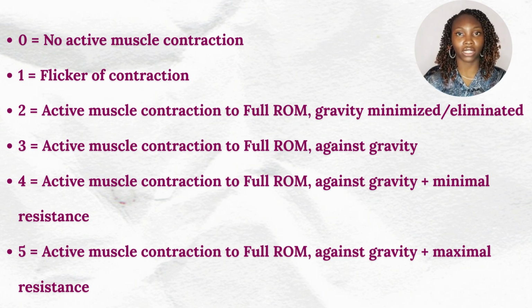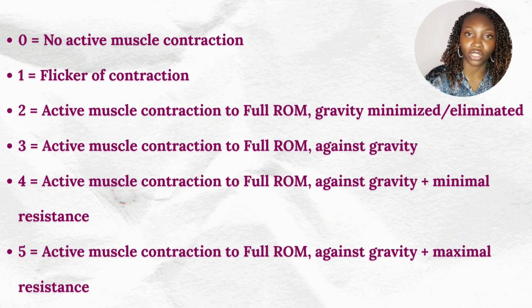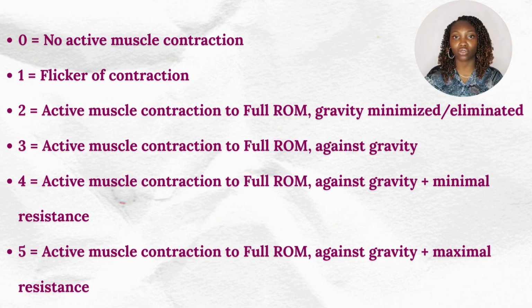3 is assigned basically when a patient is able to actively contract their muscles through the full range of motion against gravity. 4 is assigned when the patient is able to actively contract the muscle through the full range of motion against gravity with minimal resistance applied in the opposite direction to motion. While 5 indicates normal movement, where the patient is able to actively contract their muscle through the full range of motion against gravity with maximal resistance applied in the opposite direction of motion.